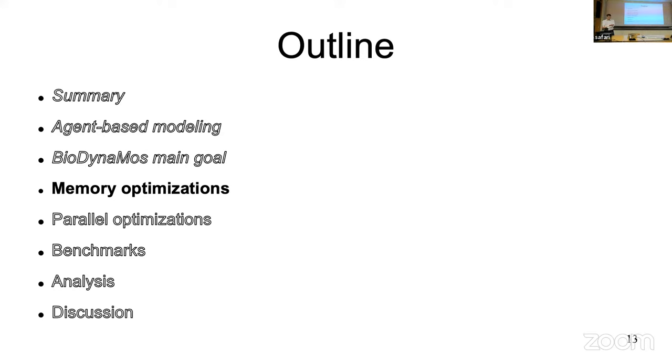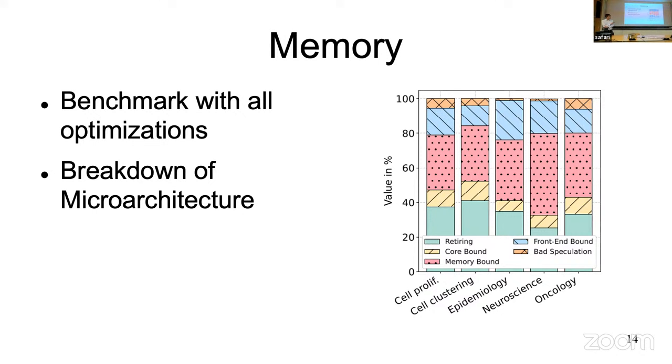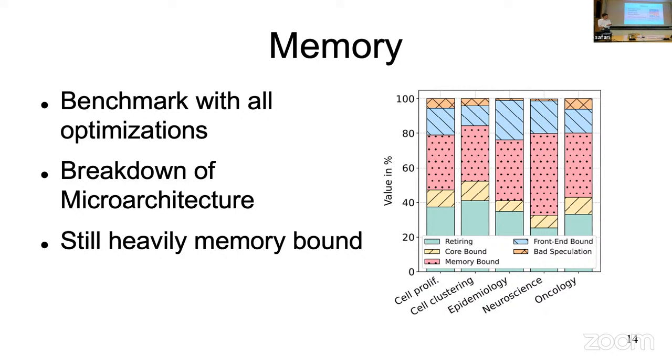Here we can see a benchmark done where all optimizations are enabled, and we can still see a big memory bound on the right. On the x-axis, we can see five different simulation techniques, and on the y-axis, we see the percentage the microarchitecture is bound by. And we can still see the heavy memory bound, that's the pink dotted part in the graph, which is around 35%. So it is really important to look at the memory.